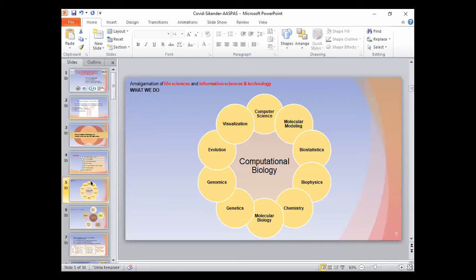Computational biology is an amalgam of various disciplines, like computer science with molecular modeling, with molecular visualization, from the core of chemistry till the surface of biophysics and molecular biology, along with the information of genomics and genetics. So computational biology opens new areas to make new discoveries. And the next slide.